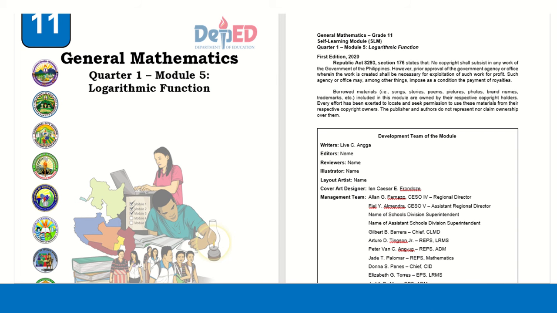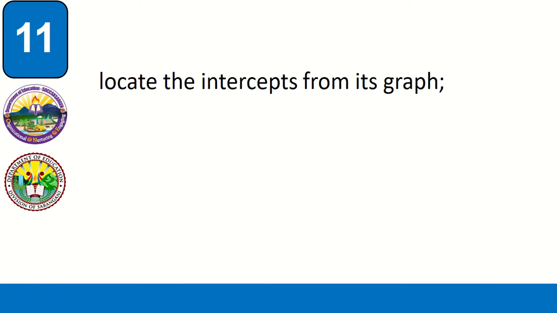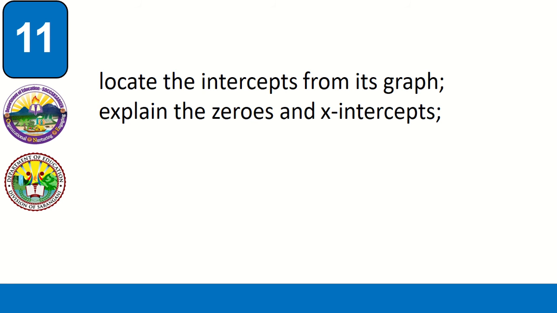The objective of this lesson is to locate the intercepts of the logarithmic function. We're going to find, to determine. After that, we're going to explain the zero and the x intercept. Are they the same? When can we find the x intercept as well as the zero?